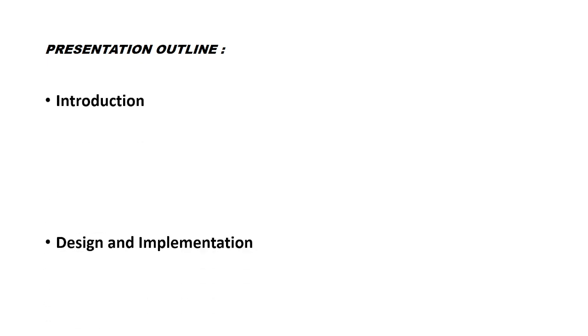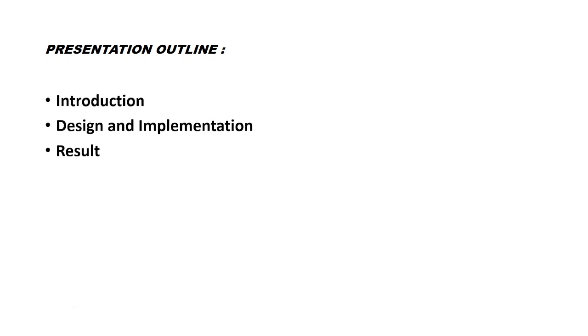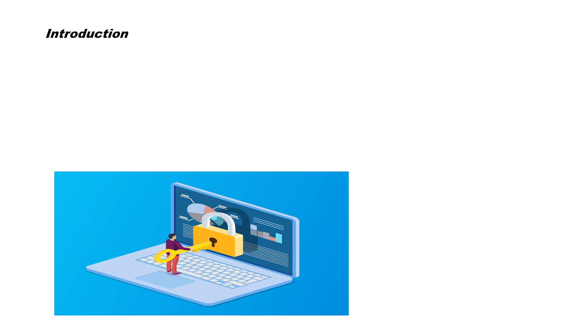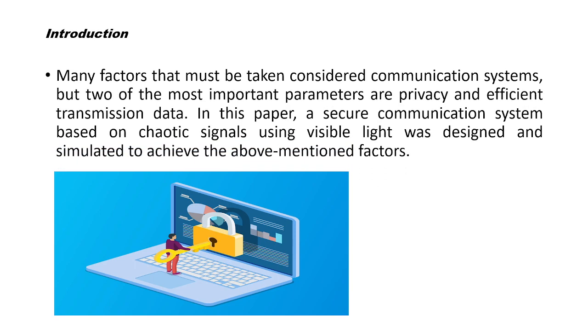Presentation outline: introduction, design and implementation, results, and conclusion. First, many factors must be taken into consideration in a communication system, but two of the most important parameters are privacy and efficient data transmission. A secure communication system based on a chaotic signal using visible light was designed and simulated to achieve these two important parameters, privacy and efficiency.